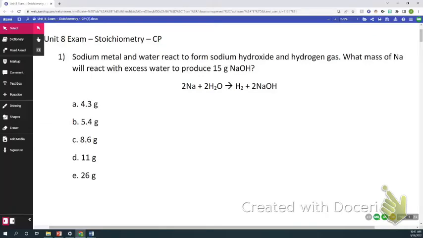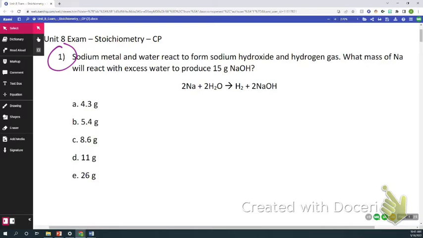If you're looking at number 1, I want you to read it right now. It says sodium metal and water react to form sodium hydroxide and hydrogen gas. What mass of Na will react with the excess water to produce 15 grams of NaOH?